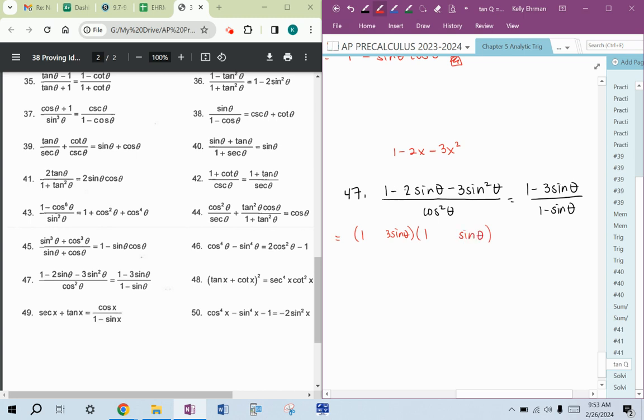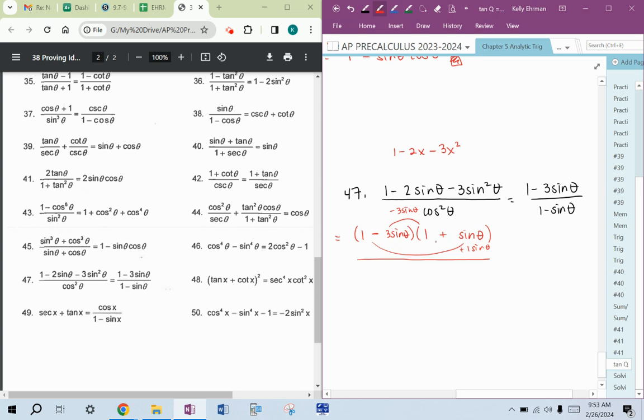And you've got to put the plus and minus in the right spot to get minus 2. So if I put a minus here and a plus here, I get minus 3 sine and plus 1 sine, and that's going to give me the minus 2 sine in the middle that I want. So it's factored correctly. Don't forget about the denominator like I almost did. This is over cosine squared. Now, I have the 1 minus 3 sine that I want.